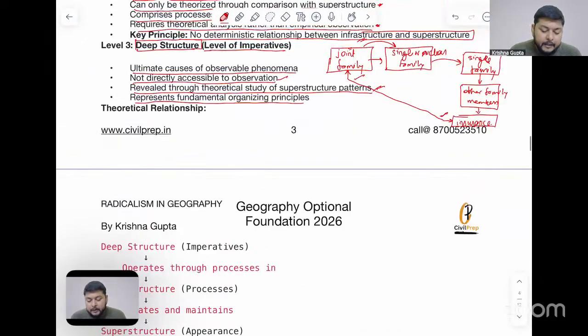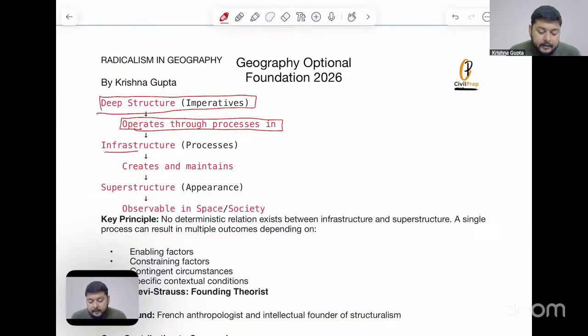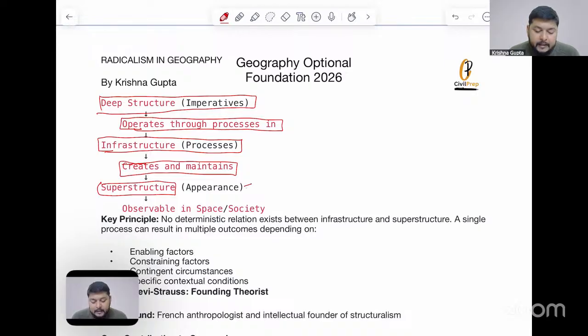Now, looking at the theoretical relationship, I have drawn a certain chart here which will help us to understand this structural phenomena in a better way. So there is the deep structure, which is the imperatives. It operates through the processes which are in here. Then the infrastructure, which is basically the processes. And the infrastructure creates and maintains what? It creates and maintains the superstructure, which is basically an appearance.